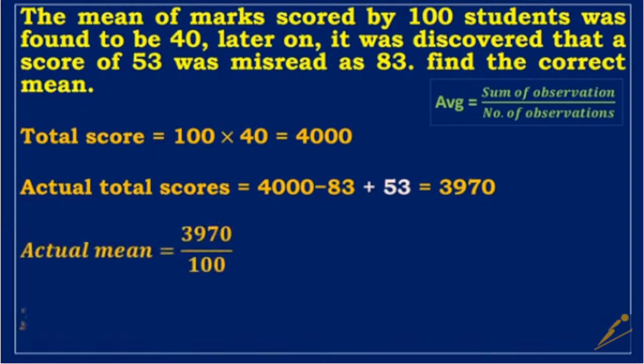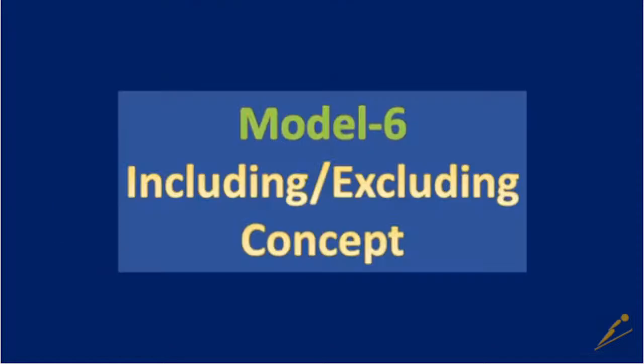3,970 divided by 100 becomes 39.7. So, the correct average is 39.7. In Model 6, the concept of including or excluding certain observations or data points is often used when calculating averages. Let's look at some examples of this average concept.